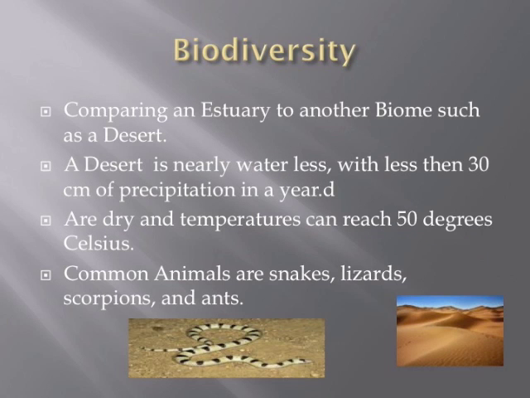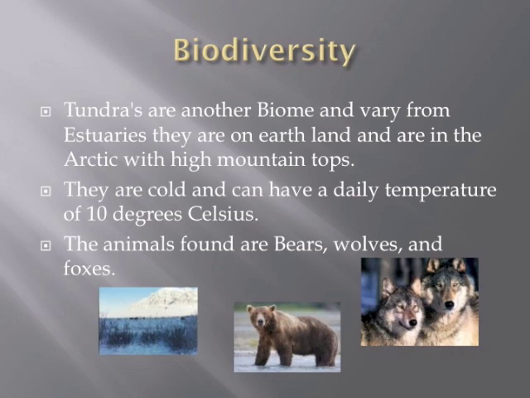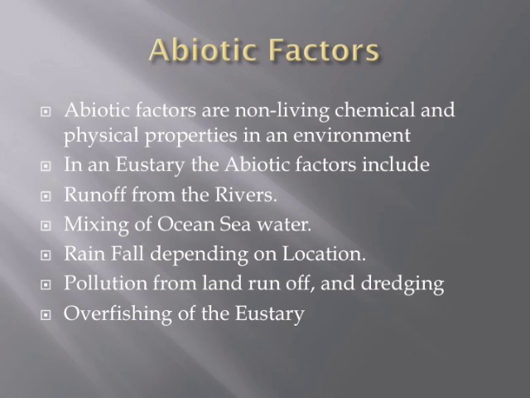Right here I'm going to compare an estuary to a desert. A desert has really no water and is very dry with high temperatures. Here I'm comparing an estuary to tundra. Tundra is very high at mountaintops, is really cold, and includes mammals such as bears, wolves, and foxes.